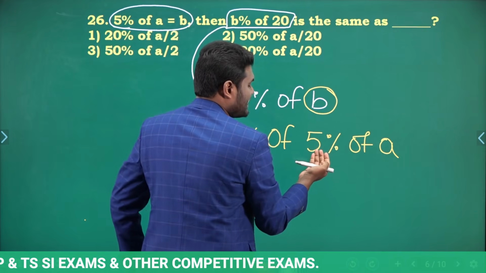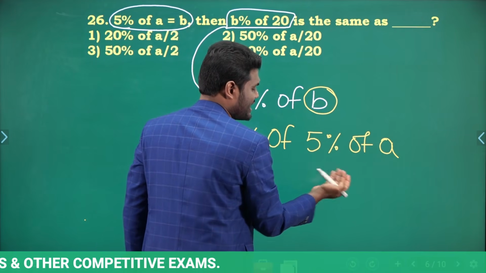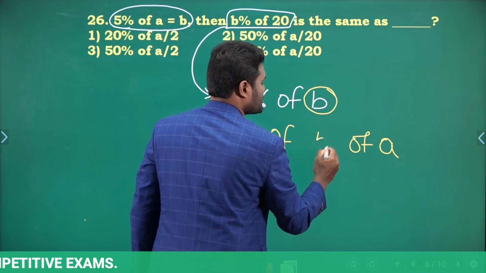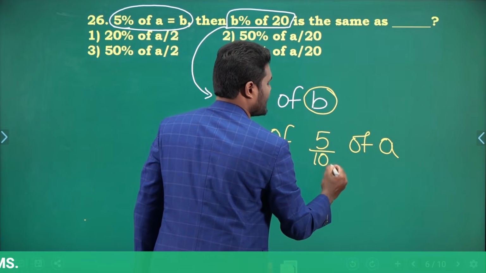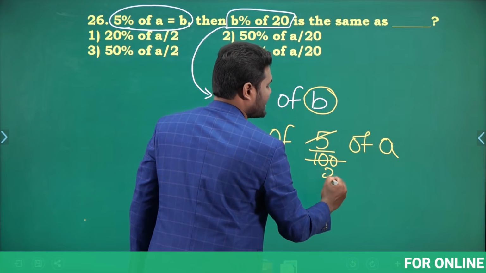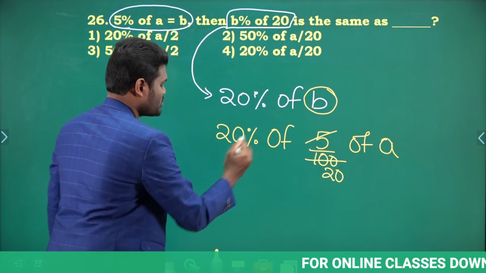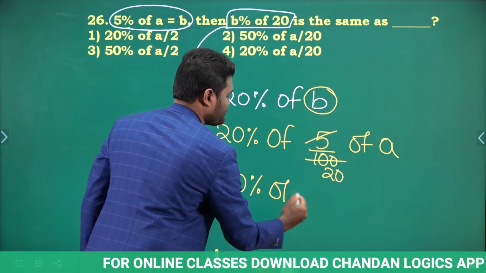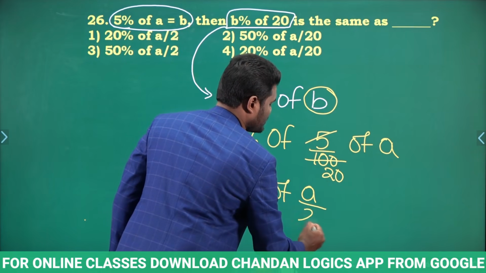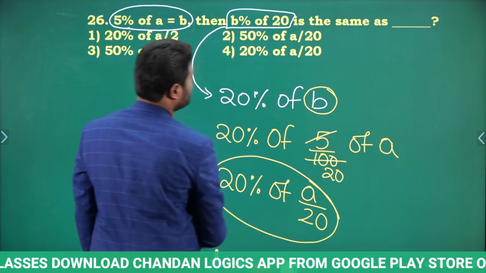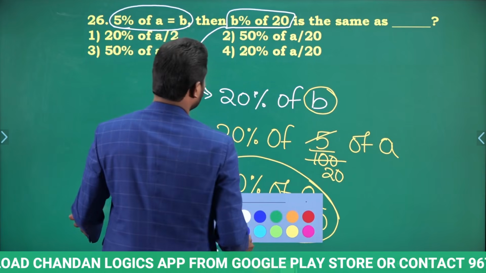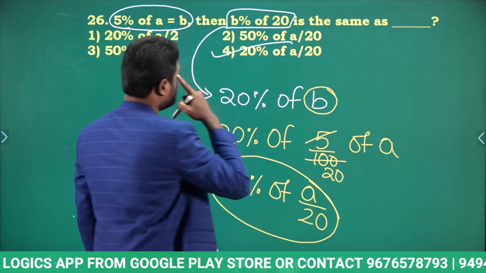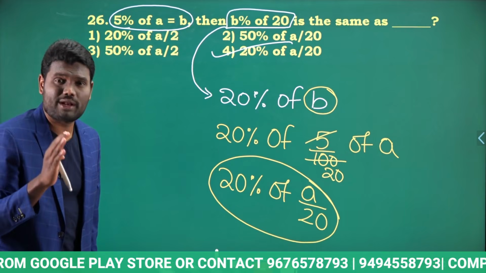Why? Because B is 5% of A. Now 5% is nothing but 5 by 100. Yes or no? 5% is same as 5 by 100. Now 5 by 100 means 100 cancels in 5 20 times. So I can say it as 20% of A by 20. Yes or no? So what is your answer? 20% of A by 20, which is the fourth option. Okay, very, very simple question.